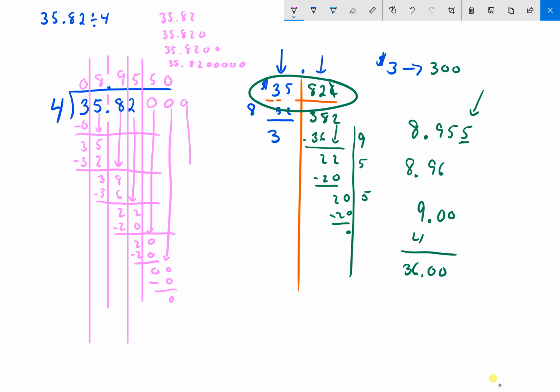And then I could bring down another 0 if I wanted, and say 4 goes into 0 times, and you see what happens. You just end up with a repeating 0. It doesn't make any sense. But you can see how the two methods are similar. I get the same answer for both. Now, I'm going to do another one.